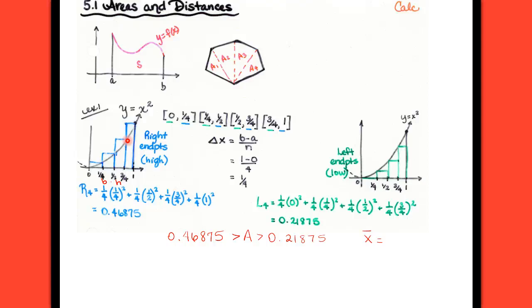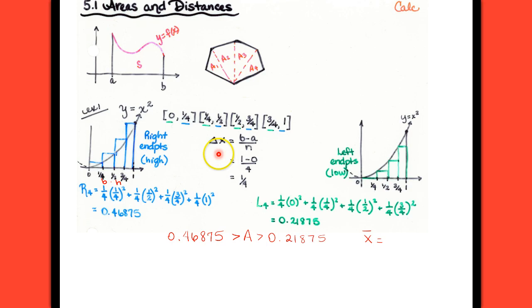So for example number 1, they suggest we use rectangles to estimate the area under the parabola y equals x squared from 0 to 1, and they start off asking us to use 4 rectangles. So if you're going from 0 to 1, and you're breaking this up into 4 equal pieces, how wide is each of your rectangles? 1/4, right.